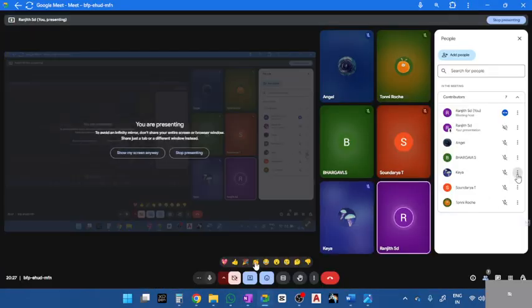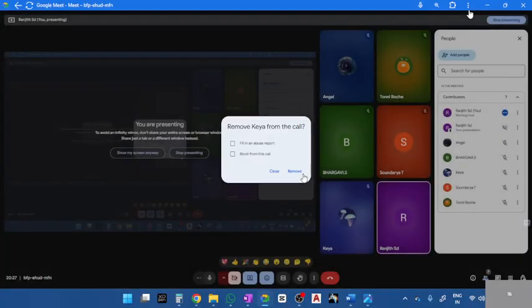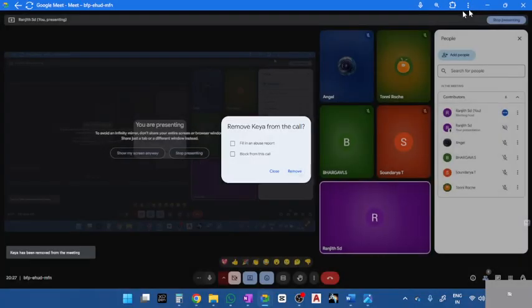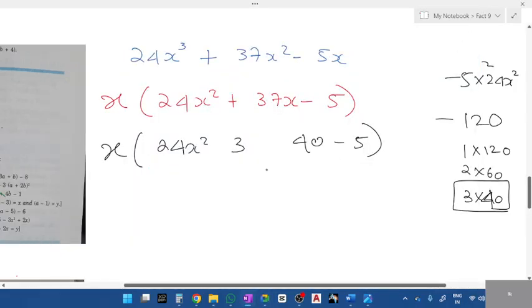Is Kia online? See, this is the problem I was telling you about yesterday. You all attend, suddenly in between you leave, not responding. Then later you'll tell software problem, this problem.